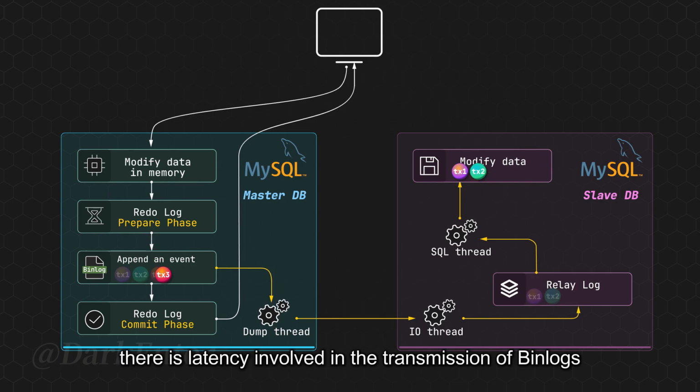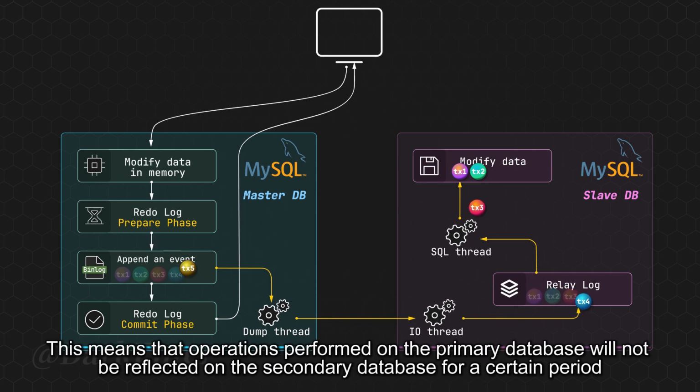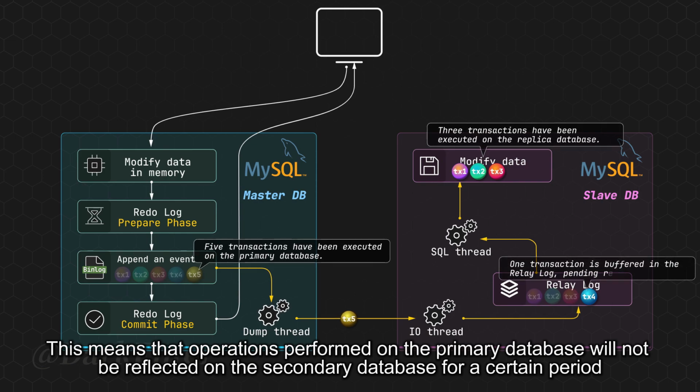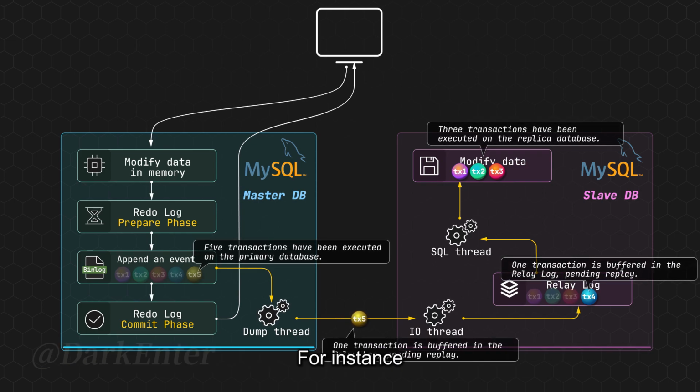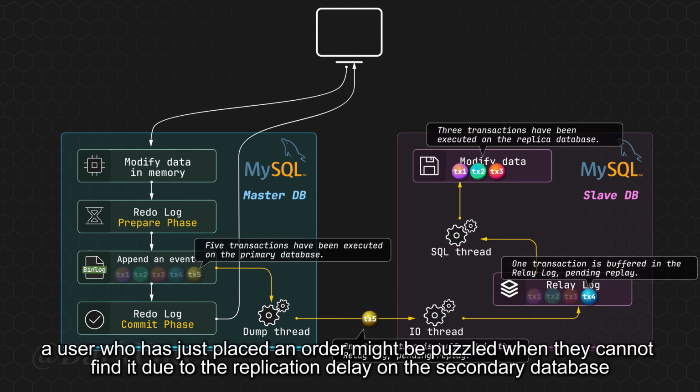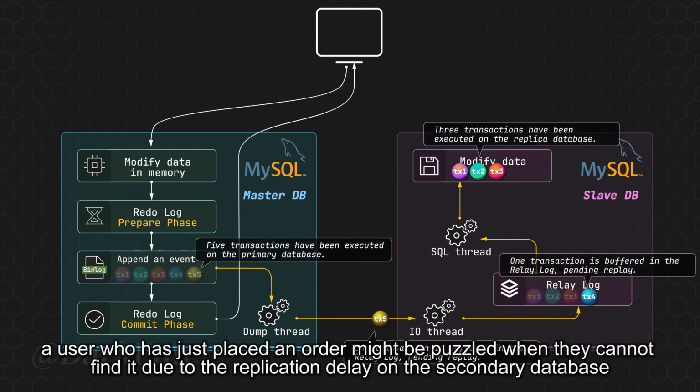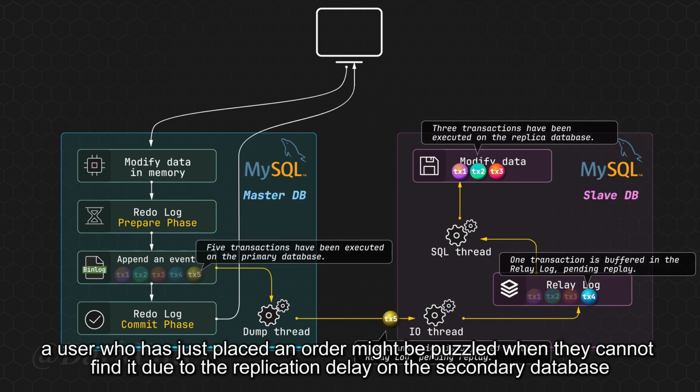However, there is latency involved in the transmission of binlogs. This means that operations performed on the primary database will not be reflected on the secondary database for a certain period. For instance, a user who has just placed an order might be puzzled when they cannot find it due to the replication delay on the secondary database.